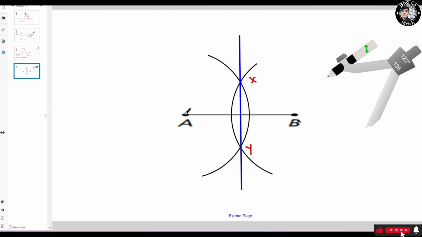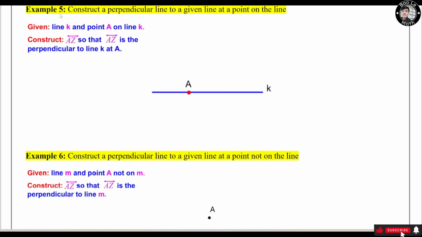XY makes a right angle with AB, right? XY intersect AB at point M, right? So we have AM right here congruent to BM, right? So basically you have XY perpendicular to AB, right? And AM congruent to BM, right? And this is how perpendicular bisector looks like. Now let's move on to example number 5.